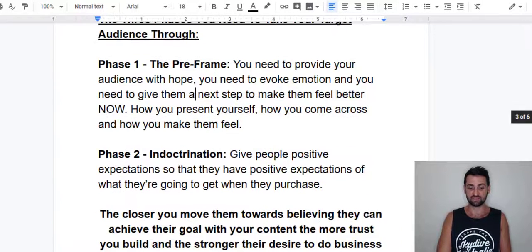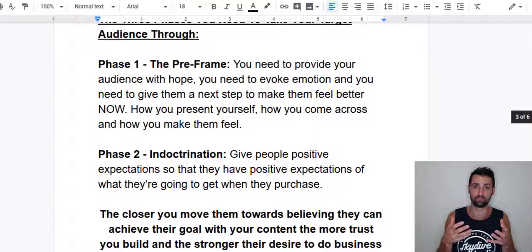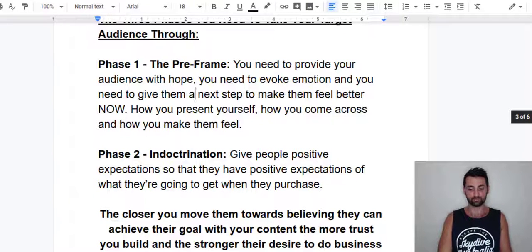The next phase is the indoctrination phase, where, if you want people to purchase the product that you're promoting, you want to give them a positive expectation of what they're actually going to gain when they do dive in and purchase the product that you're promoting. I'm going to be showing you how to actually do these things in just a moment.